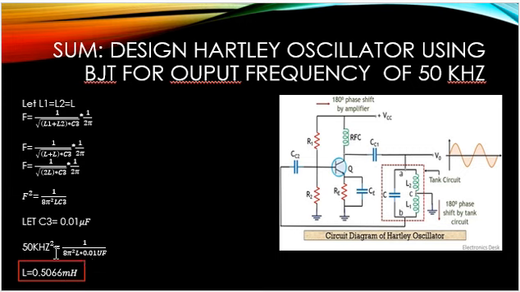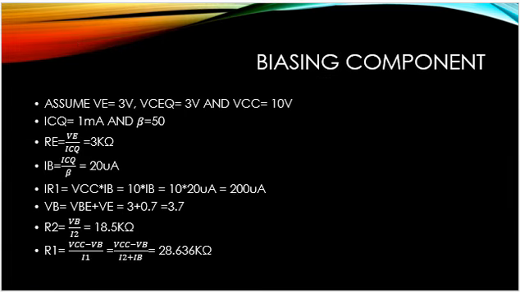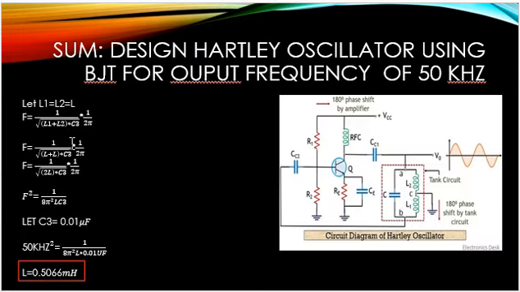When you substitute all the remaining values over here, we get the inductor value to be 0.5066. Now we have the inductor value, the assumed capacitor value, and the output frequency, but we need to find out the other parameters also.